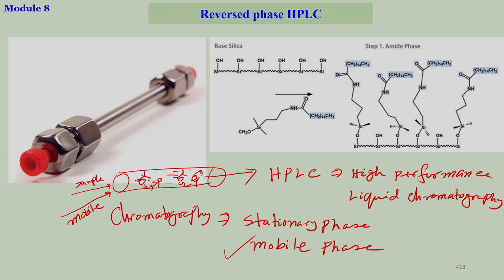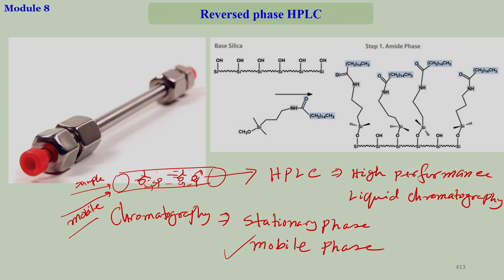If you have an impurity, if you have a mixture of molecules, their physical properties would be different and their degrees of binding would be different. So their binding will be broken at different times or at different strengths of the mobile phase. You will see that the molecules which are strongly bound will come later, and the molecules which have very weak interaction will come first. That is how you can separate the molecules.